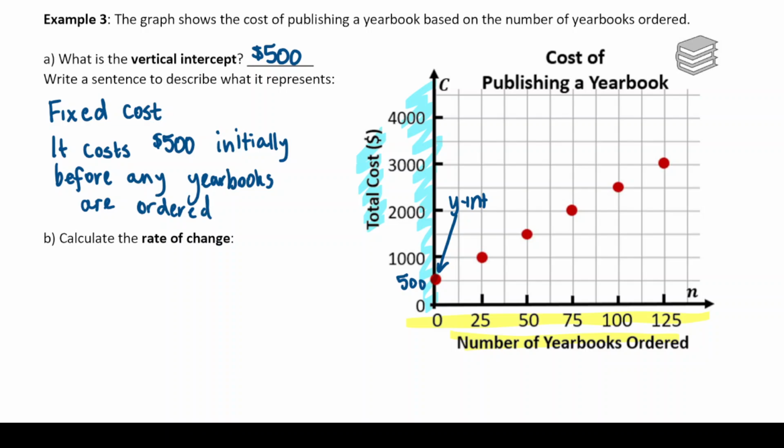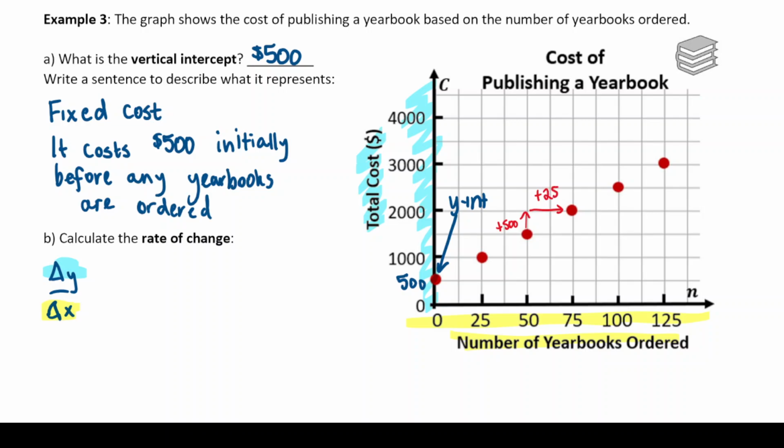Okay, rate of change, again, pause the video here if you want to try it on your own. It's a change in y over the change in x. So how are the blue values going up compared to the x values? So again, you can pick any 2 points. I'm going to pick these 2 points here, this one and this one. And it looks like the cost from this point to this point goes from $1,500 up to $2,000. So it goes up by 500, and then the number of yearbooks went up by 25 books.